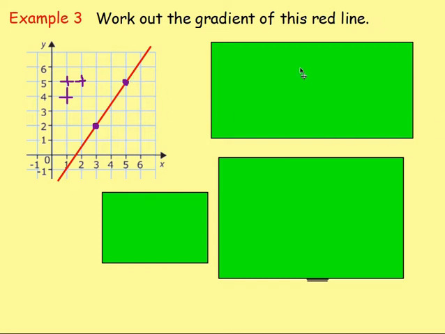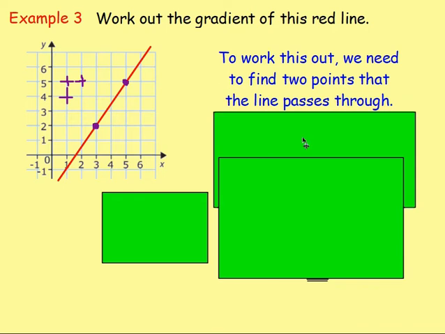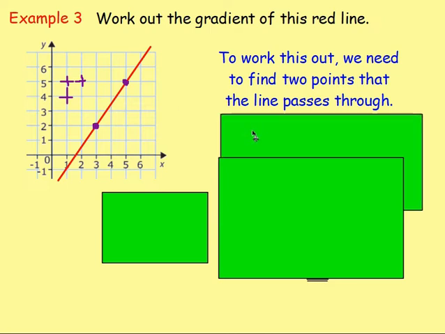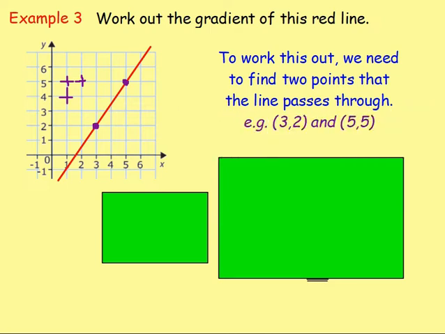So we need a couple of points to start off with, and you can choose any 2 points you want, but try to make it easy. Try to make it a couple of points that the red line is going through. Don't do something like 4 and then 3.5. That'll just get confusing. Try to stick with whole numbers. So I've chosen the 3, 2 and 5, 5.